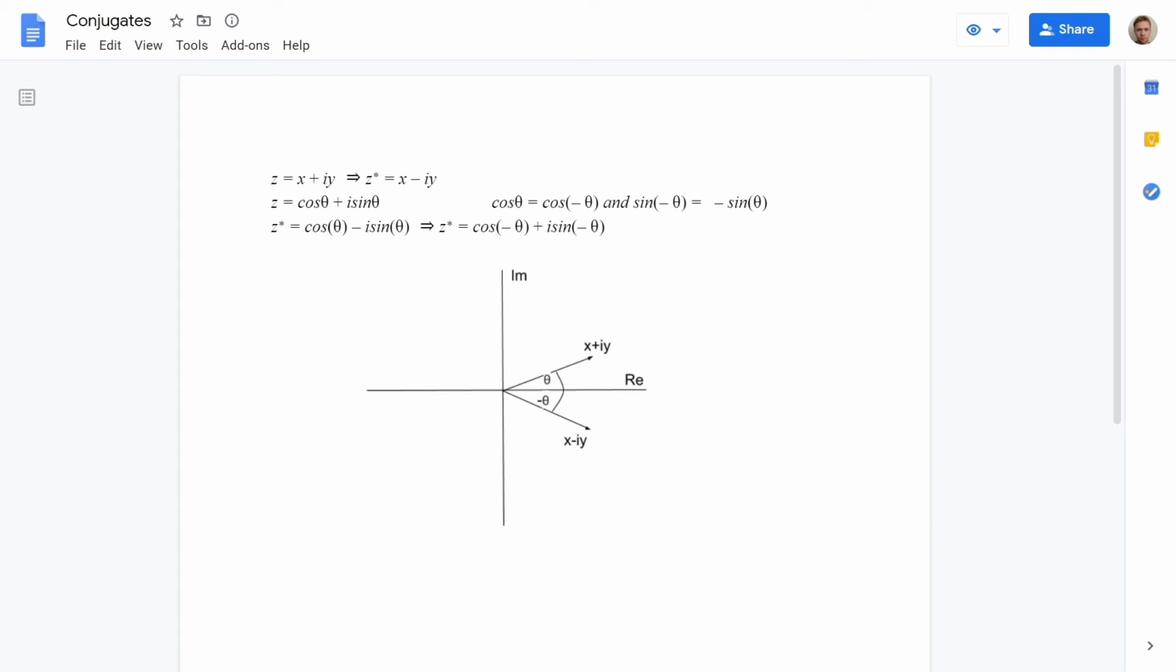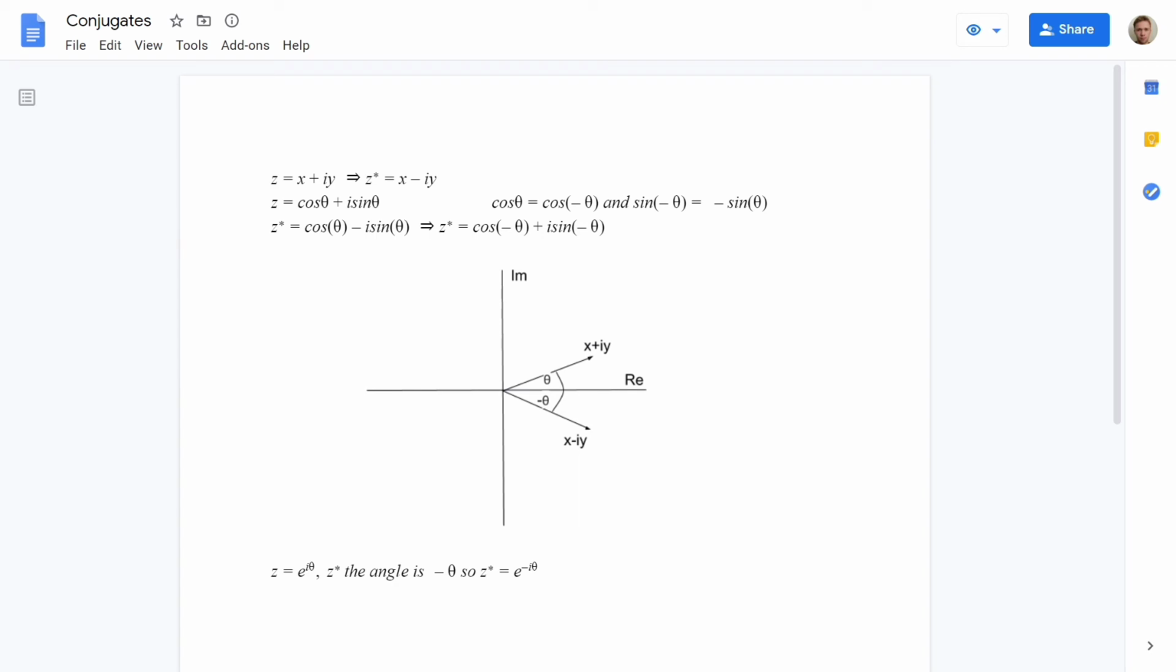Okay, well, we know that Euler's form is e to the i theta. Now for the conjugate, theta is actually minus theta, so I can simply replace theta with minus theta in the expression to get the conjugate of z equals e to the minus i theta. Now that's Euler's form done.